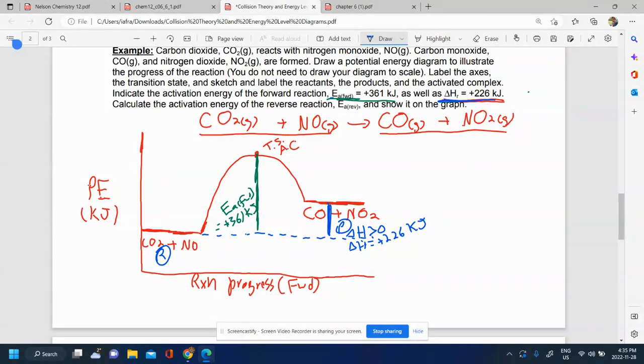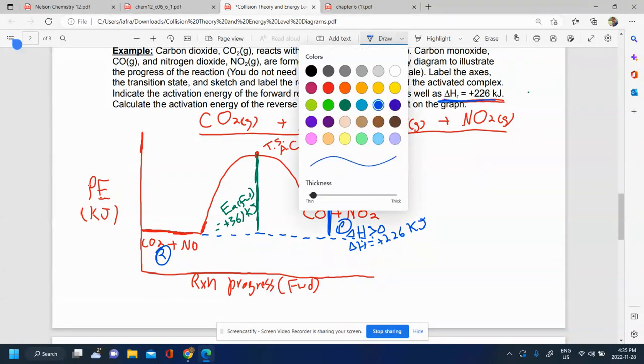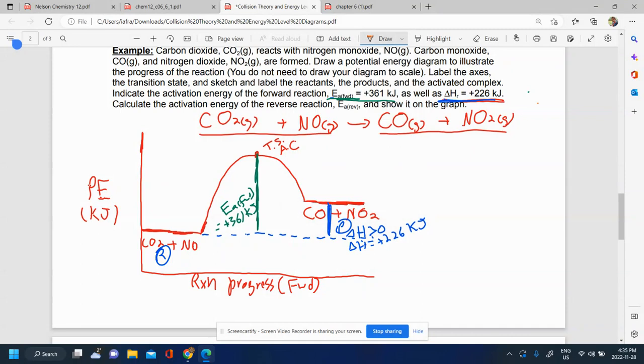We want to calculate the activation energy of the reverse reaction. So that's what the question's asking. That's how I know I want to do that. So here we want the EA reverse. In other words, if our reaction was going in the other direction, from right to left, what would the EA be? So your products are sort of the new reactants in this situation here.